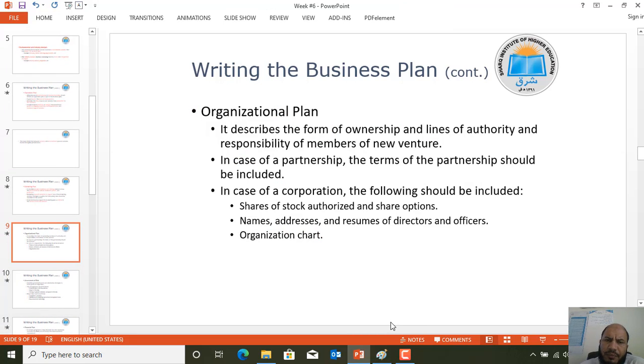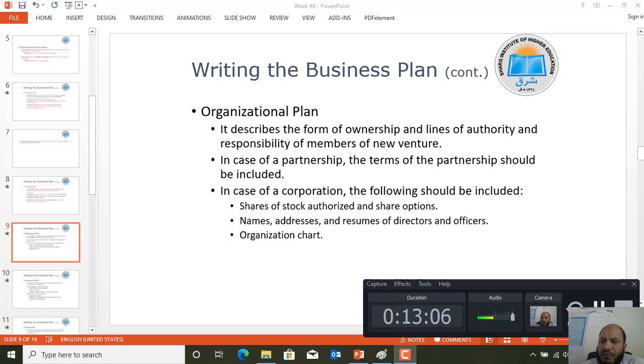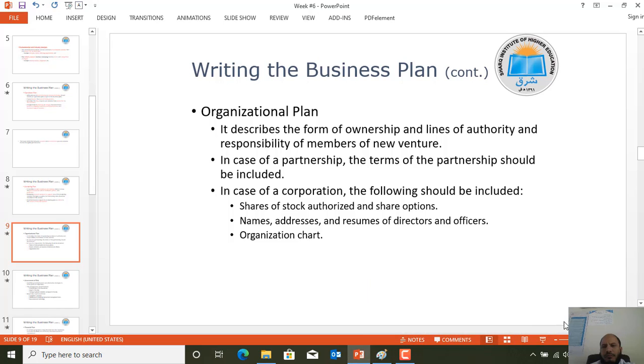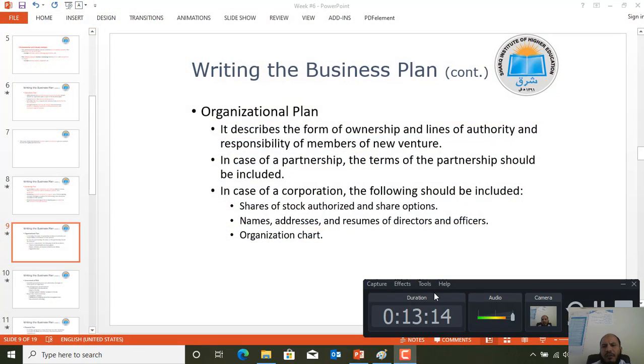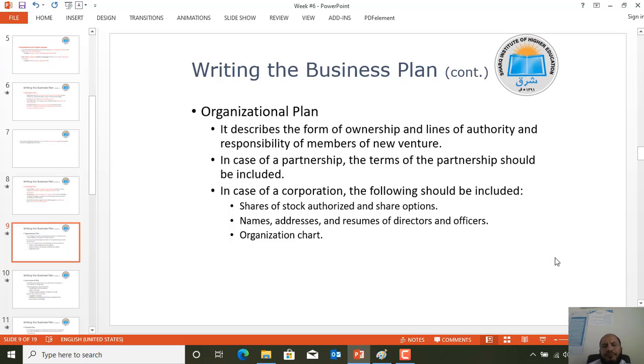The next step is the organizational plan. What is the organizational plan? Now we will explain about it. Dear students, the second one is the organizational plan. The organizational plan will have the explanation about the lines of authority.